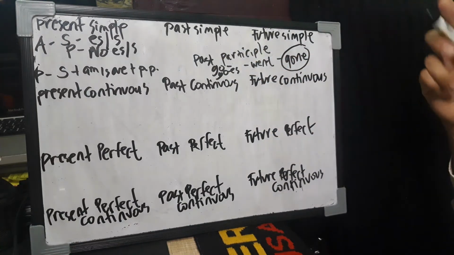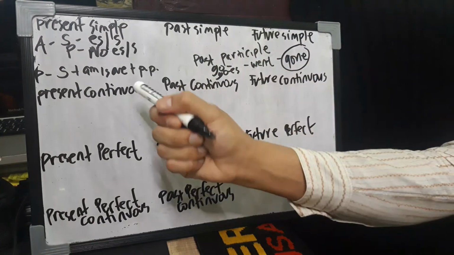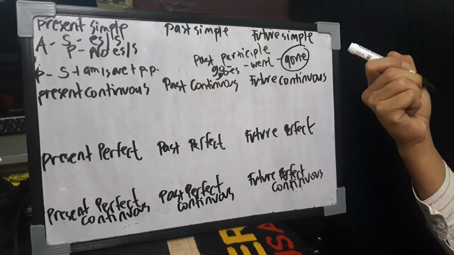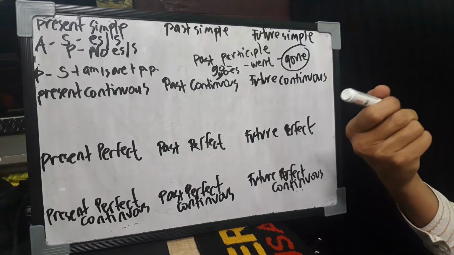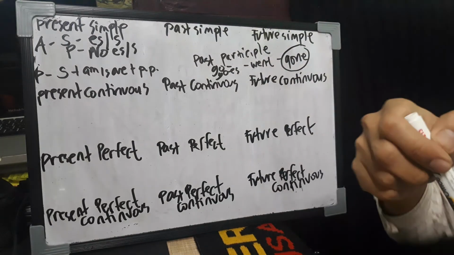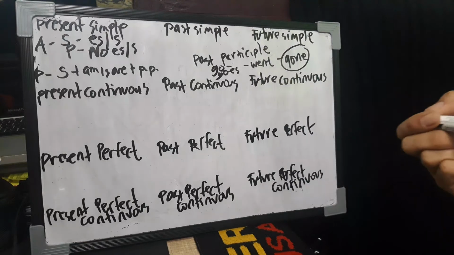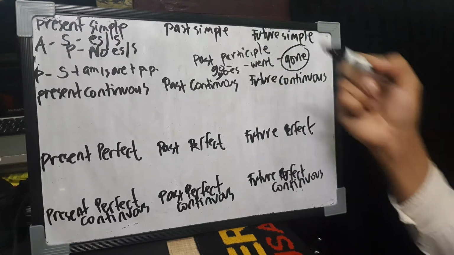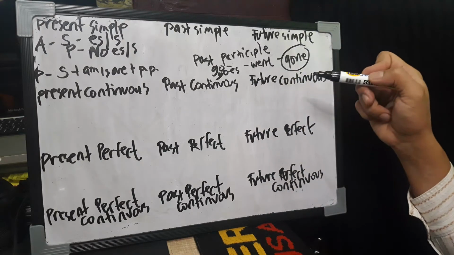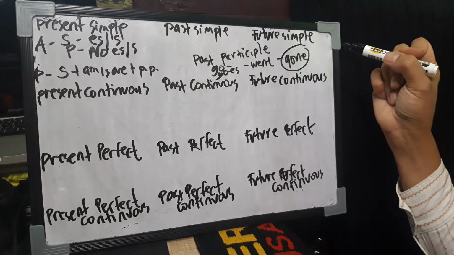I cannot write past participle here, guys, because the board is too small. So I can just say it to you and just remember that when I write PP here, it is the past participle form of the verb. And teacher, what is the past participle form? Go is present, went is in the past, gone is in the past participle.